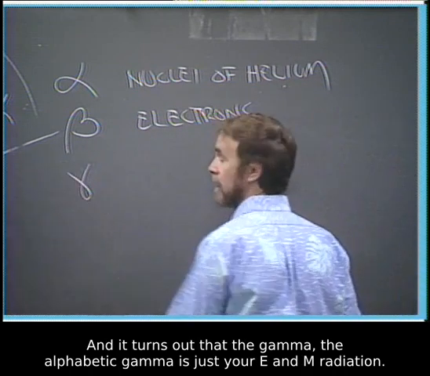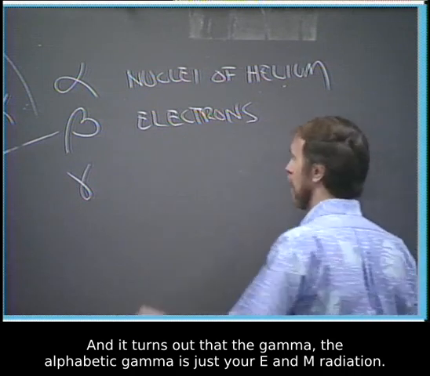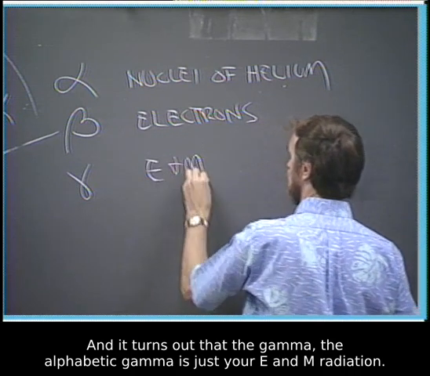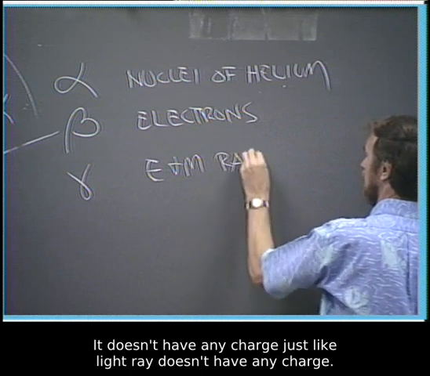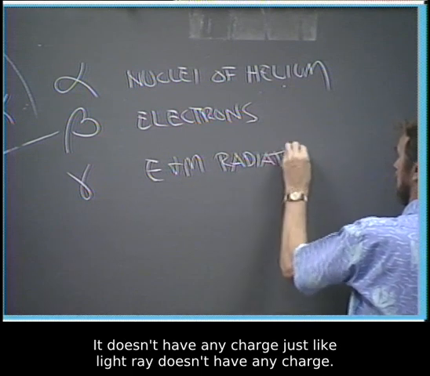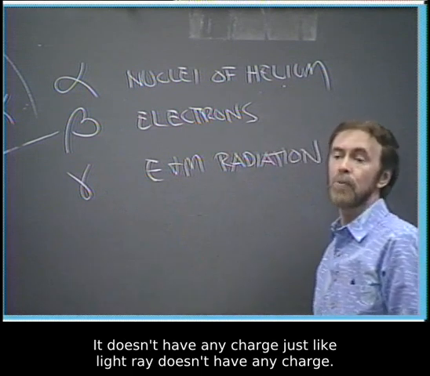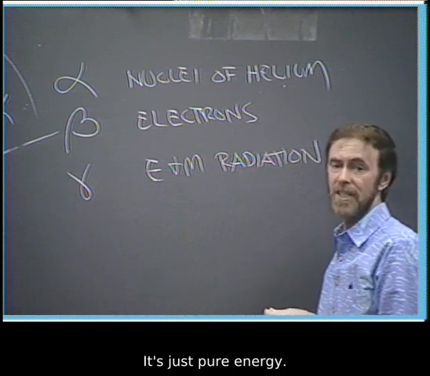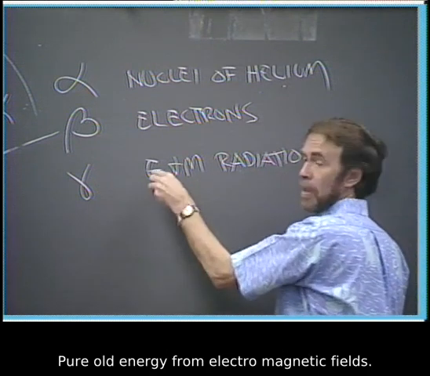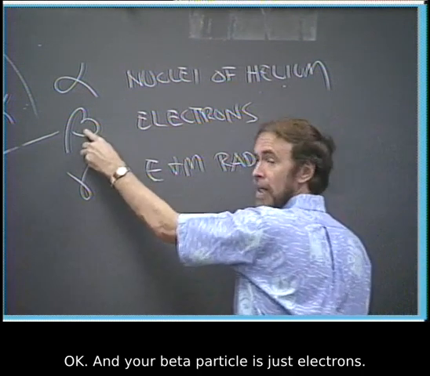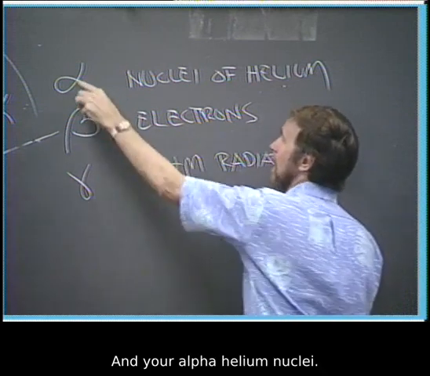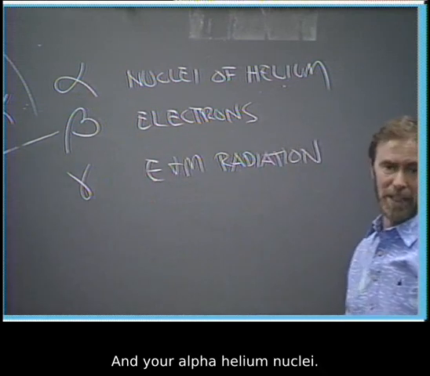And it turns out that the gamma is just your E and M radiation. It doesn't have any charge, just like a light ray doesn't have any charge. It's just pure energy. Pure energy of electromagnetic fields, okay? And your beta particles, just electrons. And your alpha, helium nuclei.